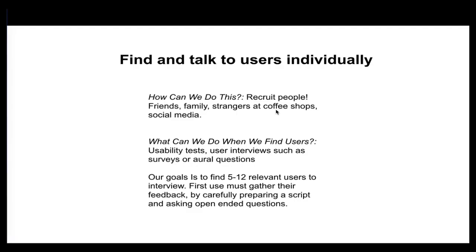And when we find these users, this is when we're going to conduct usability tests or user interviews such as surveys or oral questions. Our goal is to find 5 to 10 relevant users to interview. First, we're going to gather their feedback by carefully preparing a script and asking open-ended questions. And one good thing to do is make sure that the users you're interviewing are good representatives of the product you're working on. You want to make sure that they have the correct background before you interview them. This can be done through a survey or just through talking to them beforehand.